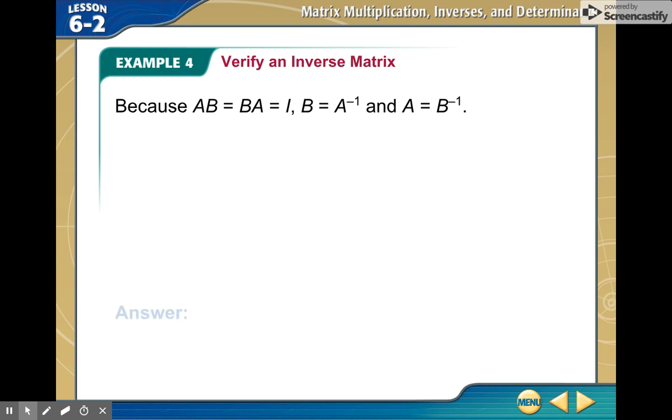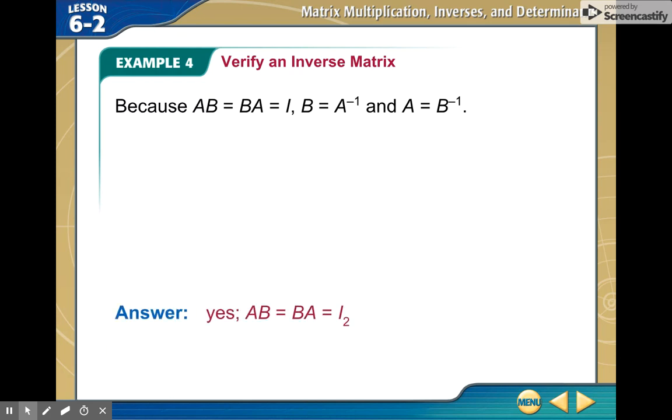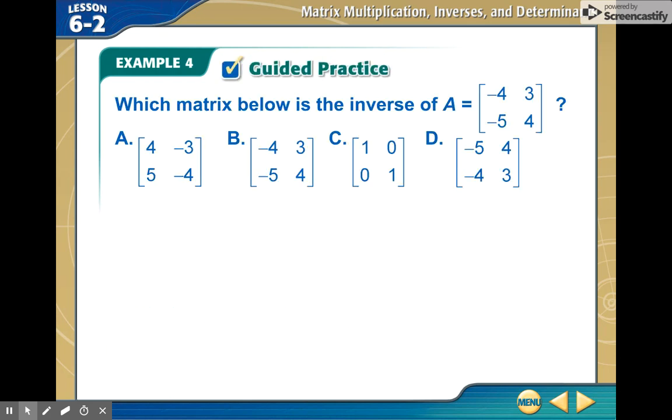Now, if we can verify them, that's fine. But if we don't have it, at this point you've been given some possible choices. So you're going to pause the video here, and figure out which of these, when I multiply on the left and the right, give me the identity. So go ahead and pause the video, find your assignment sheet, and work through the guided practice problem for example 4.